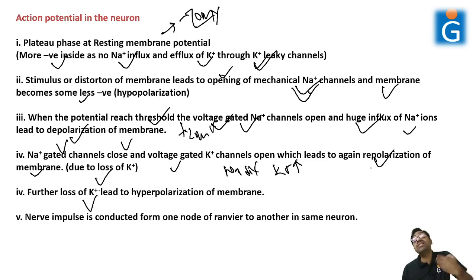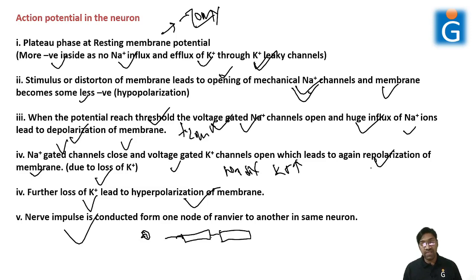Further, when there is excessive loss of potassium through the voltage-gated potassium channel, and this process is prolonged, it is going to cause hyperpolarization of the membrane. Finally, the nerve impulse is conducted from one node of Ranvier to another.